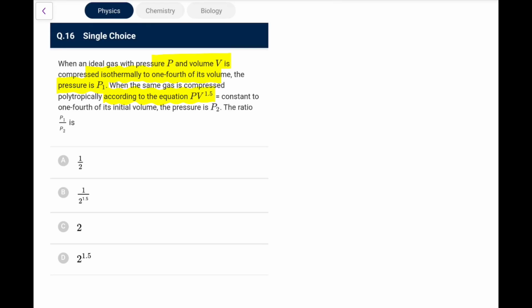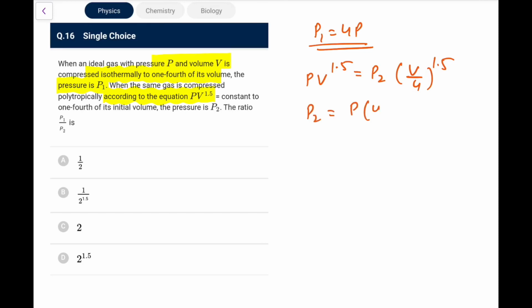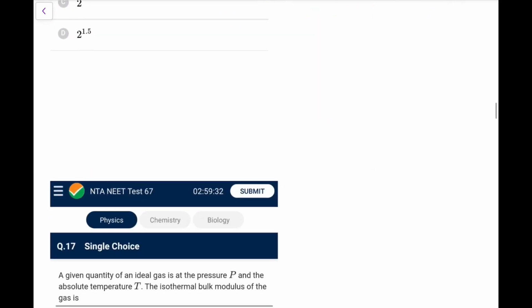Now when isothermally you make it 1/4, then P1 definitely would be 4 times P, because PV is constant. Now in the second case, PV to the power 1.5 would be equal to P2 into V by 4 to the power 1.5. So P2 would be equal to P into 4 to the power 1.5, or you can say 4 to the power 3 by 2, or 2 square into 3 by 2, that is 2 cube, that is 8P. So the ratio of P1 to P2 you can directly say is equal to 1 is to 2. So again, not a tough one, you can do this.